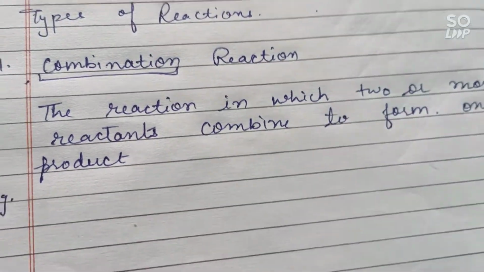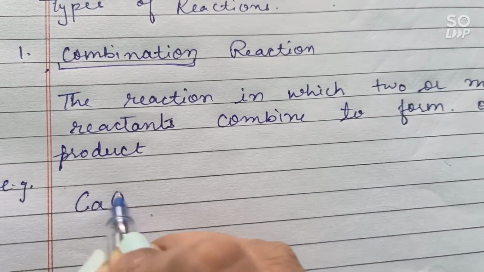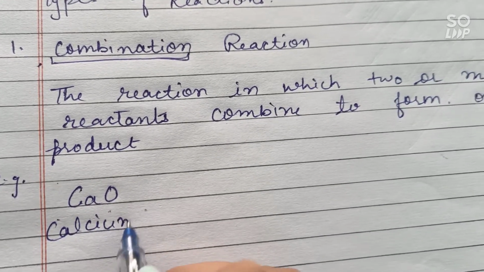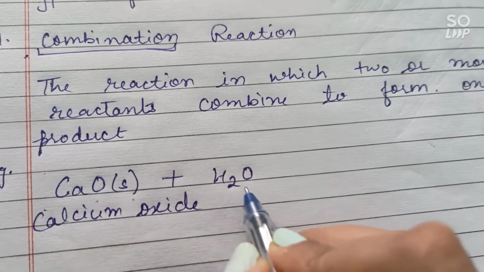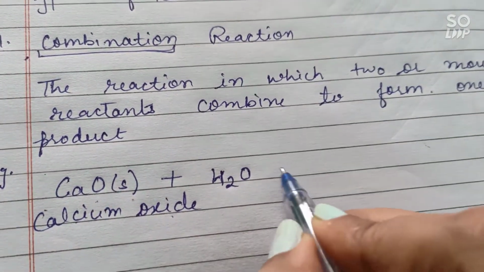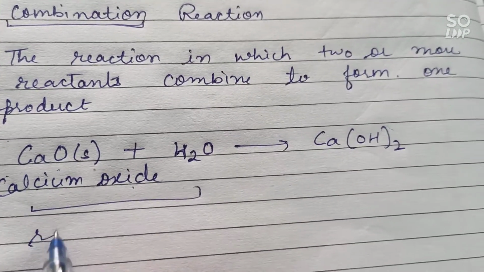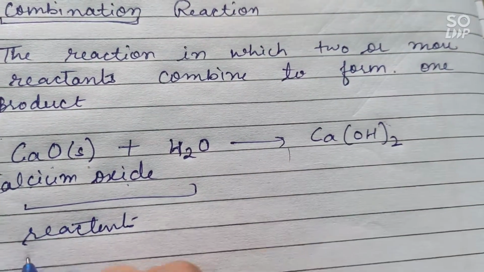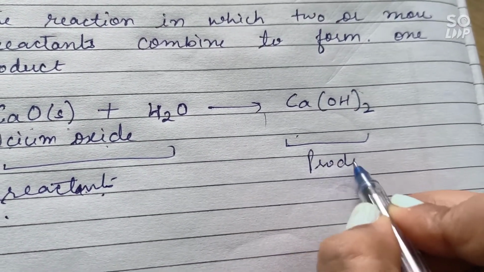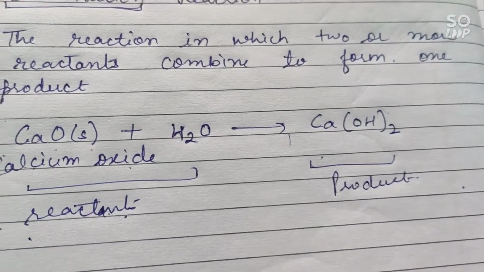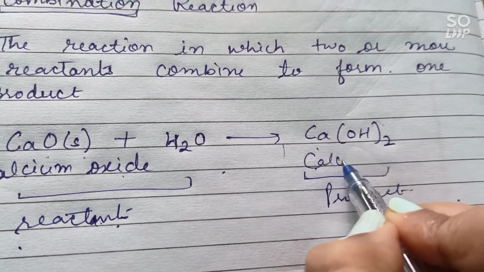For example, CaO, that is calcium oxide. This is in solid form. We combine it with water. When we mix the calcium oxide in water, we get calcium hydroxide. So these are the reactants on the left side of the arrow, and the product is on the right-hand side, which we get after reacting the reactants. This is calcium hydroxide.